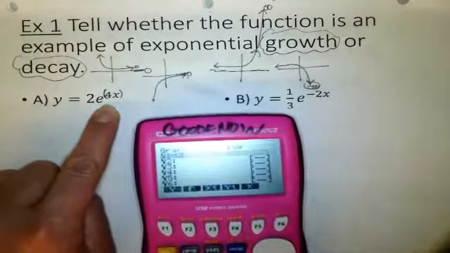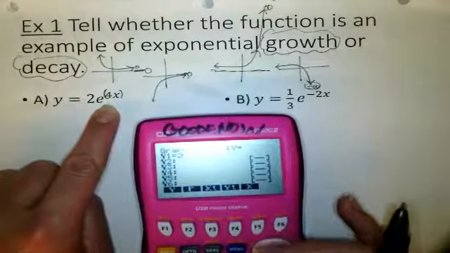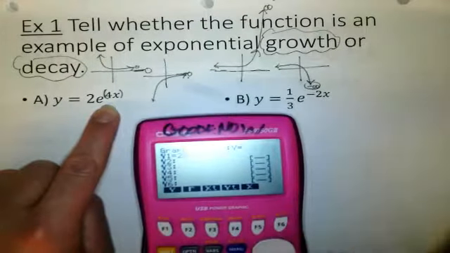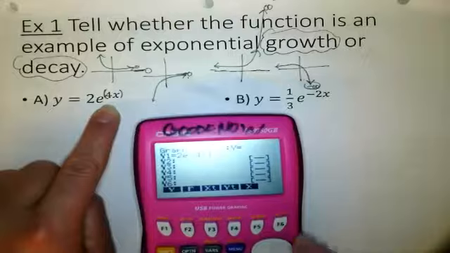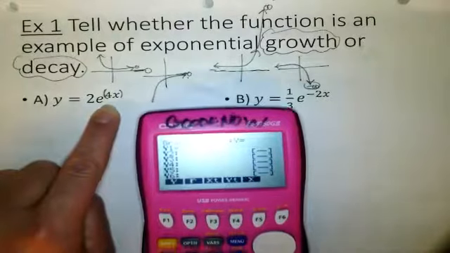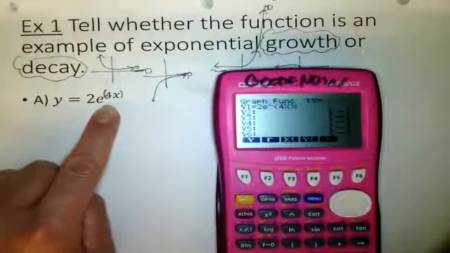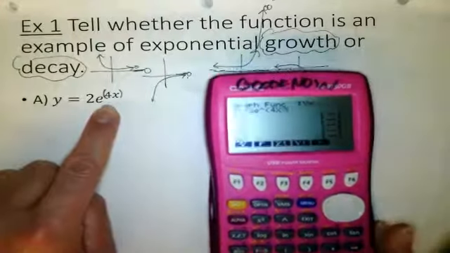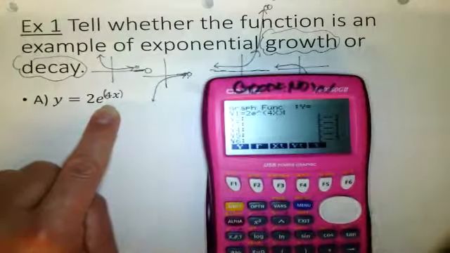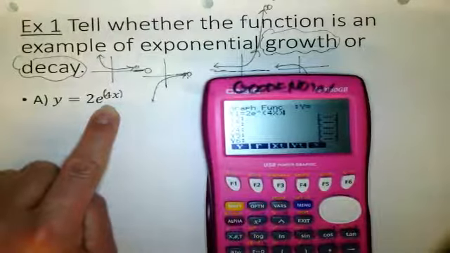And I'm going to type in 2 and then my E button, which is in yellow. So Shift E to the, and then I'm going to type in 4x. Your X button is underneath the alpha key, so make sure you do that. And then you can go ahead and graph that.